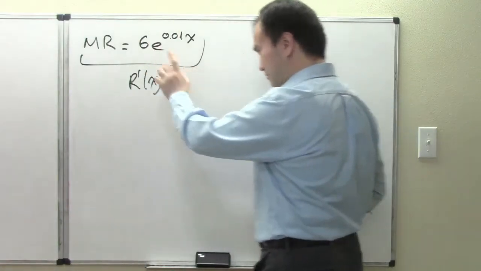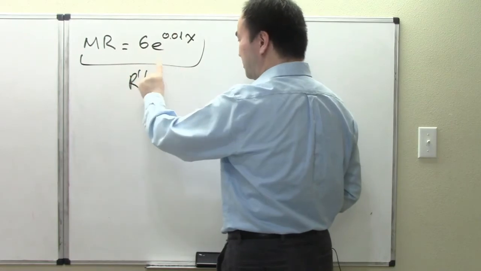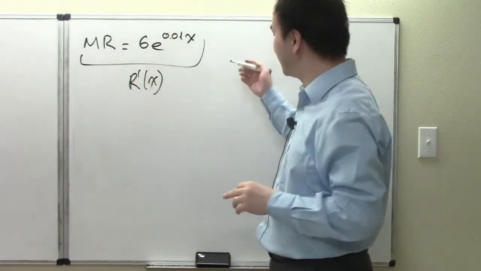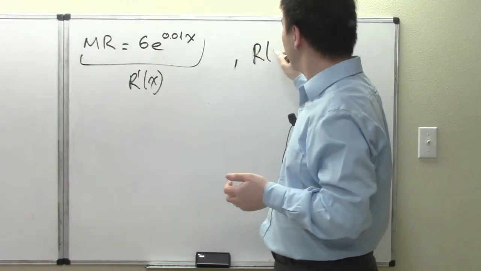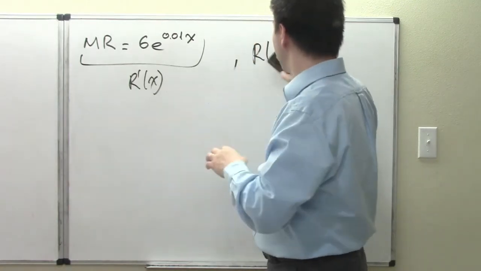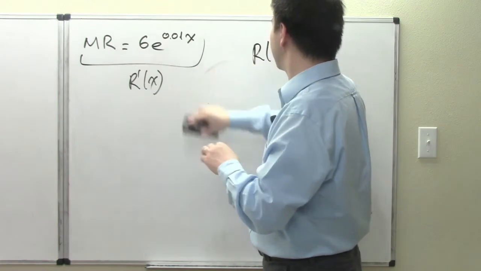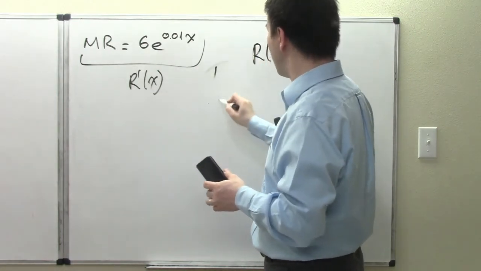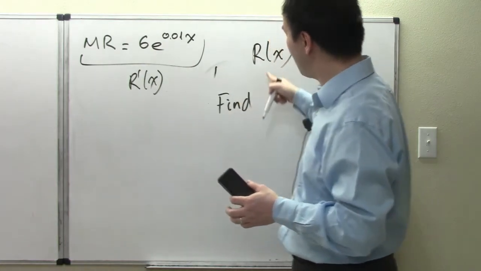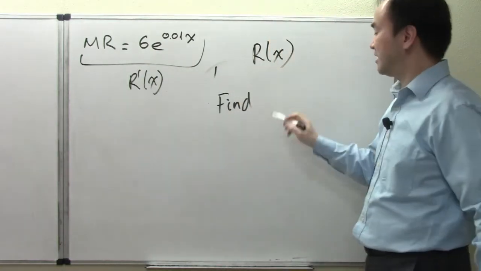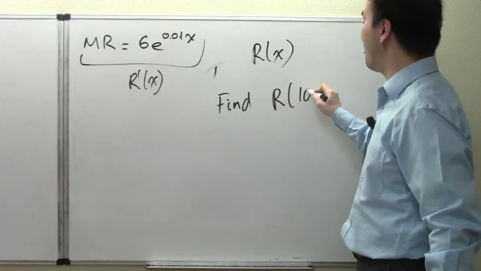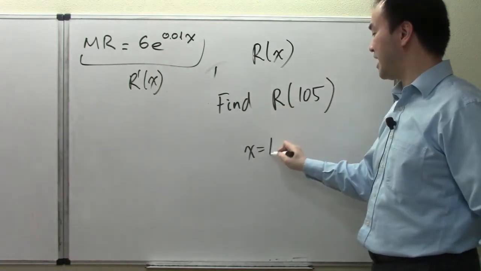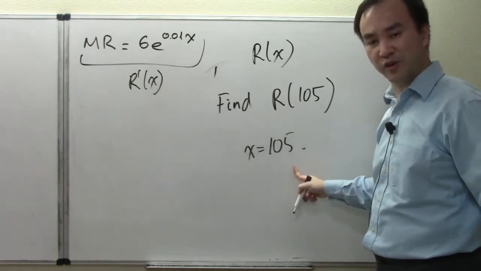Now again, we have revenue and marginal revenue. We know R prime of x, but unfortunately we don't know what R of x is, so we are on our way to find R of x. But then the actual question is asking that once we have found R of x, we need to find R at 105, because what's going to be the revenue when x equals 105? That's what the question is asking.